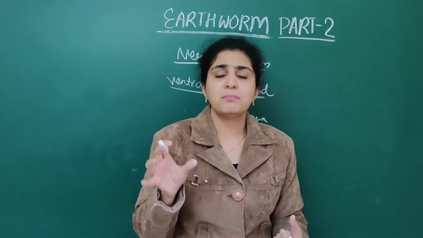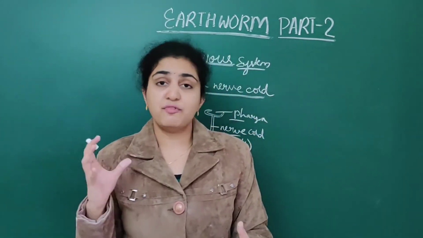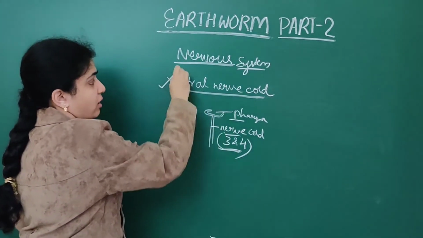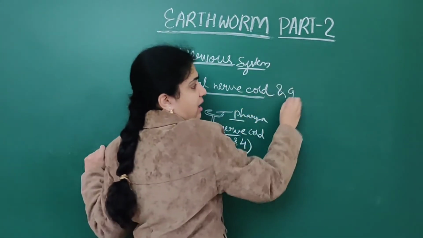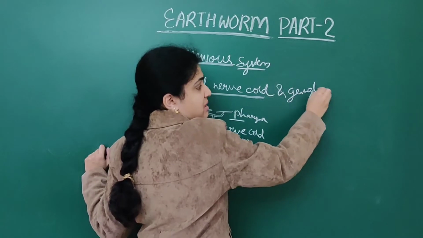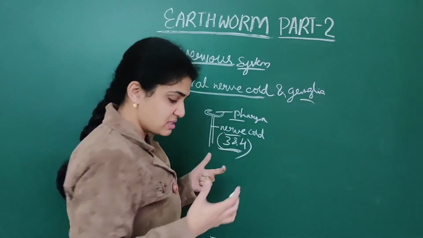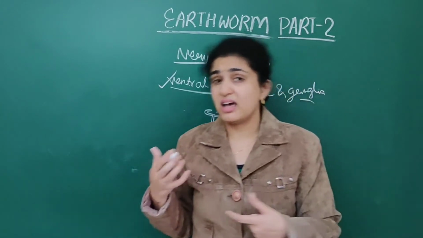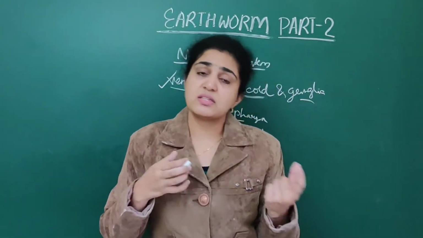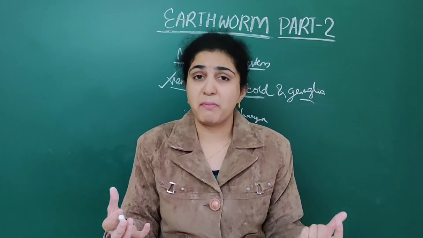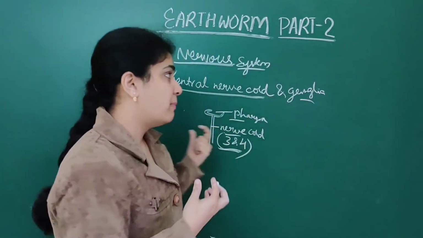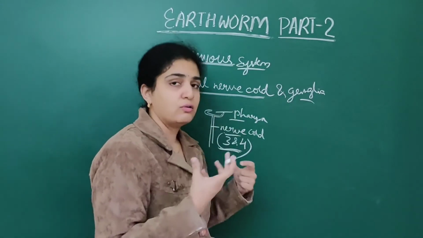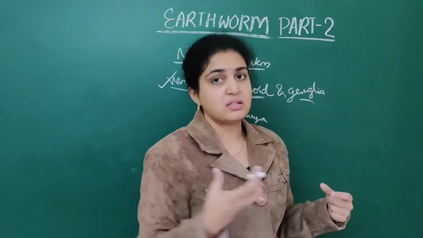The nervous system in earthworm is very simple. That is, the ventral nerve cord as well as numerous ganglia are present. Like our human nervous system only, but our human nervous system is very complicated. It has the brain, central nervous system, peripheral nervous system, numerous meninges, everything is present. But in earthworm, it is very simple: the ventral nerve cord as well as ganglia are present.